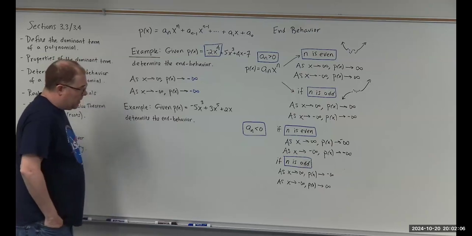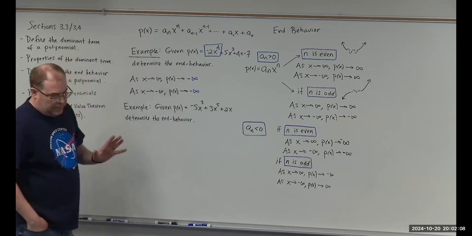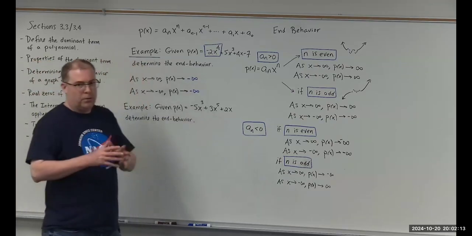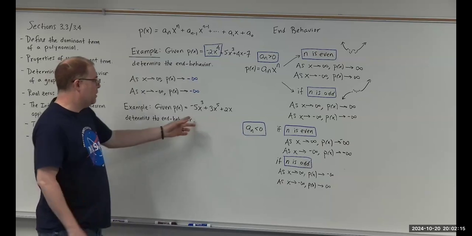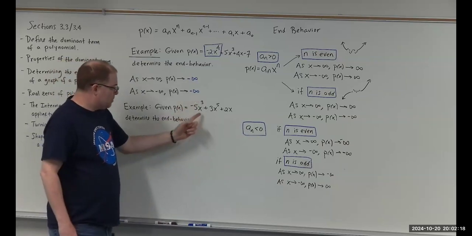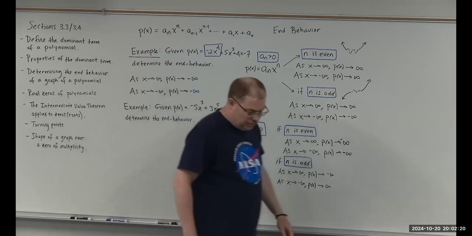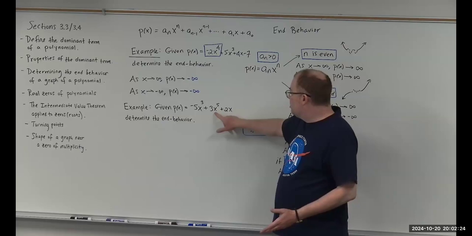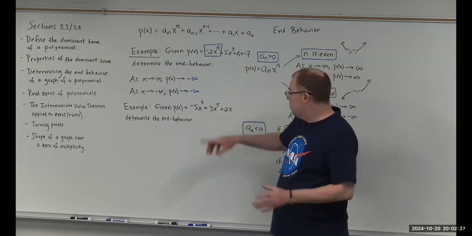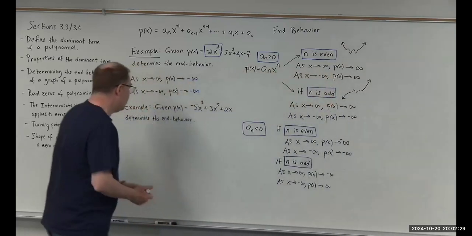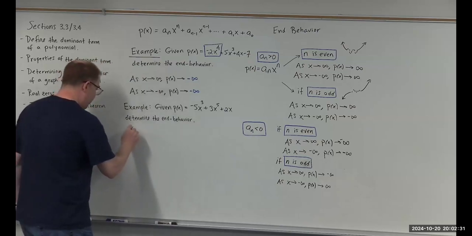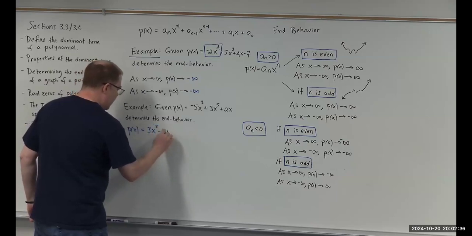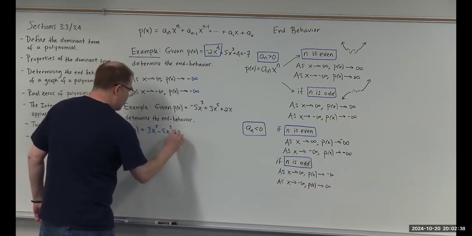So if you look carefully here, something to be very careful of is that polynomials don't always have to be expressed in descending order. So this right here will not be the dominant term. If you notice, there's a degree 5 there, so let's go ahead and put it in descending order. We have 3x to the fifth minus 5x cubed plus 2x.